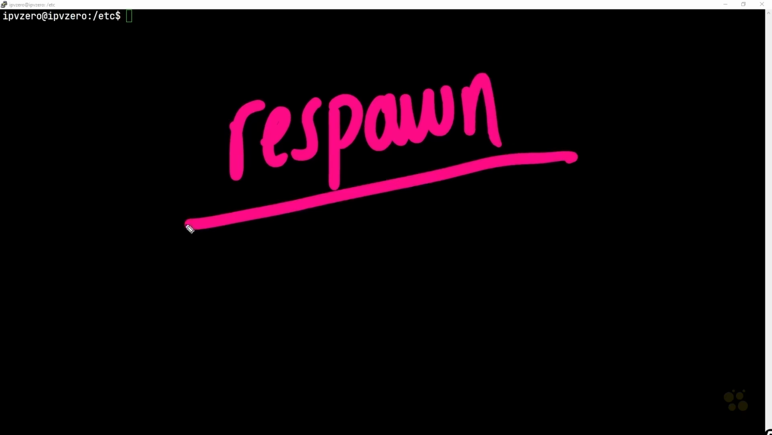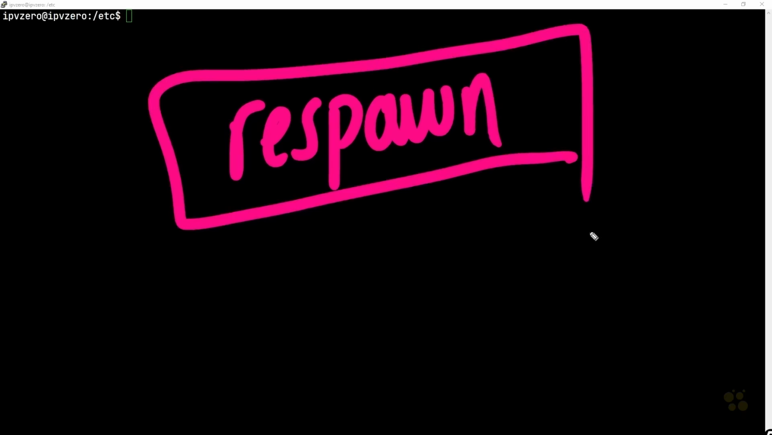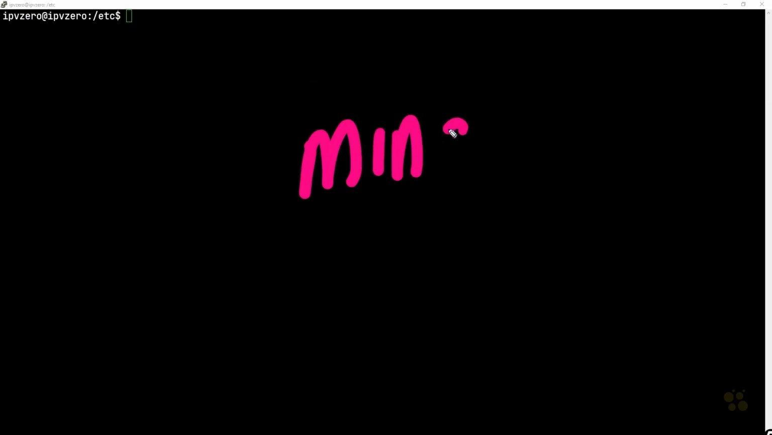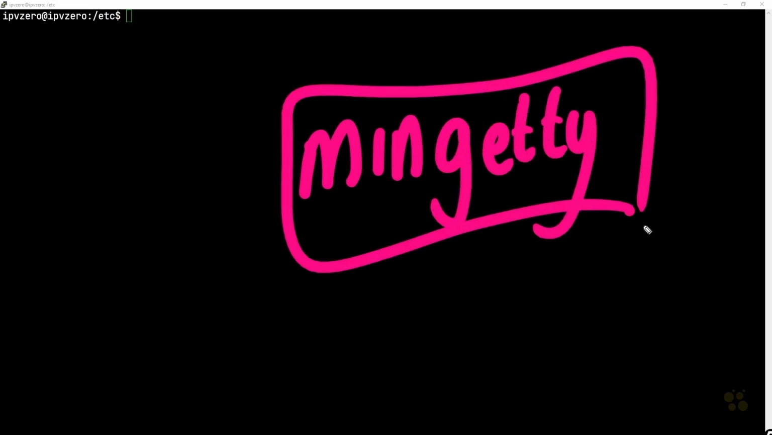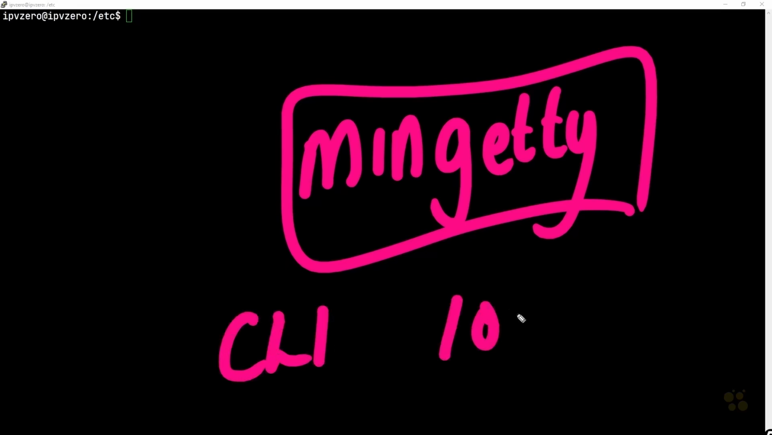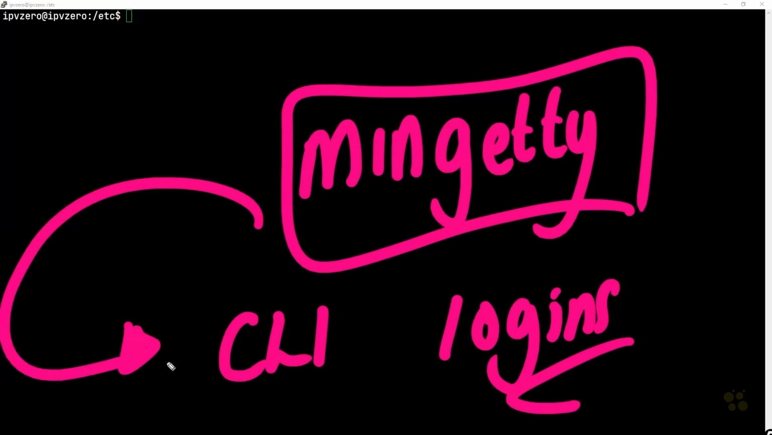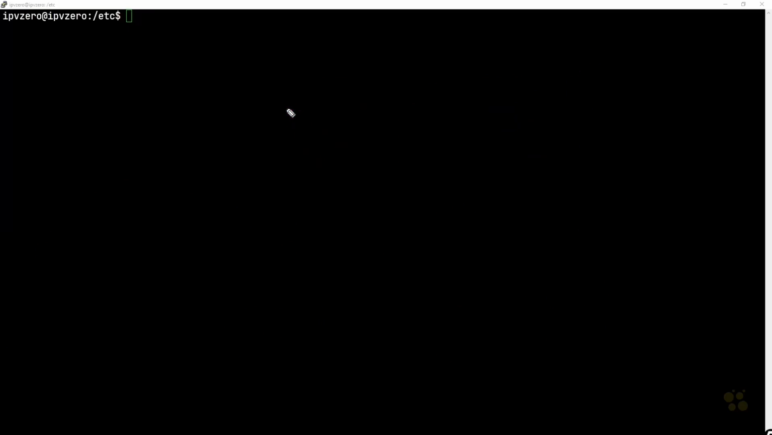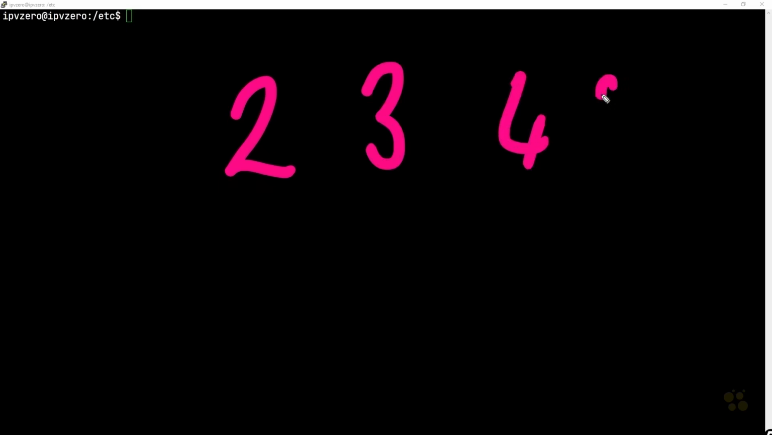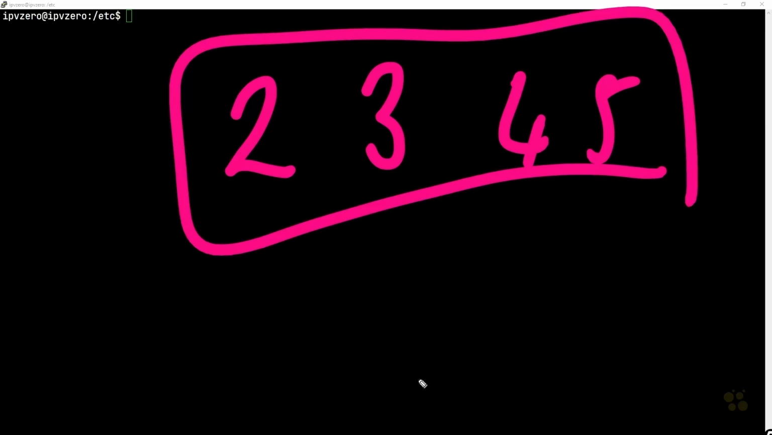Now the last one is the respawn action. Now this might sound like something out of a video game, maybe Halo or something. This relates to a command called min-getty. What this actually does is it allows for command line logins, okay? So if a user happens to log off, the process has to restart so that another user can log on again. It tells the init process to start the min-getty operation at run levels 2, 3, 4, and 5 so that users can indeed log in.